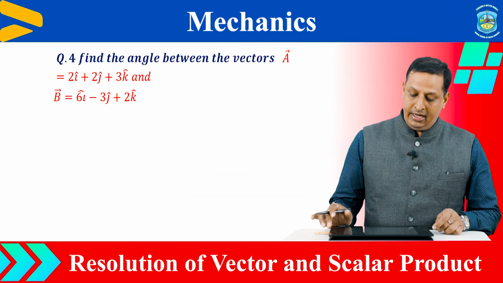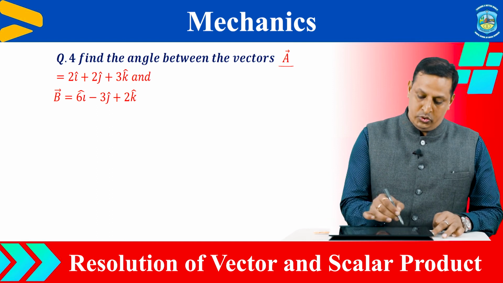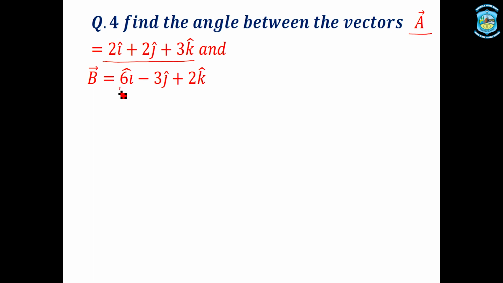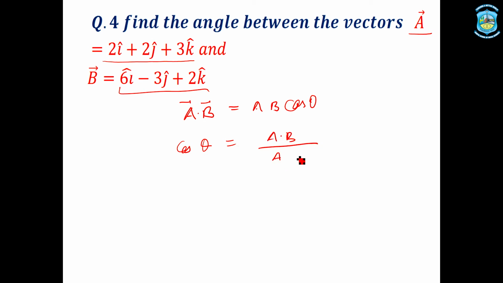Now in the next question, we have to find the angle between these two given vectors. We have vector A and vector B with us, and we have to find the angle between these two. From the basic definition of the dot product, A dot B is equal to the magnitude of A into the magnitude of B and the cosine of the angle between these two. From here we will have cos of theta equal to A dot B divided by the magnitude of A and the magnitude of B.